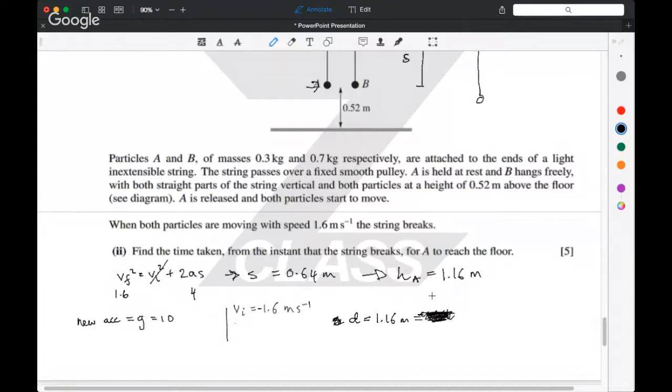If you want to just keep defining upwards as your positive direction, you can do that, but then the distance becomes negative because you're moving downwards. You see? So you just have to be careful and make everything consistent. Otherwise, it does lead you to make mistakes. So this is minus 1.16 equals minus v initial times t, and then the acceleration is in, so plus 1/2 g t squared.